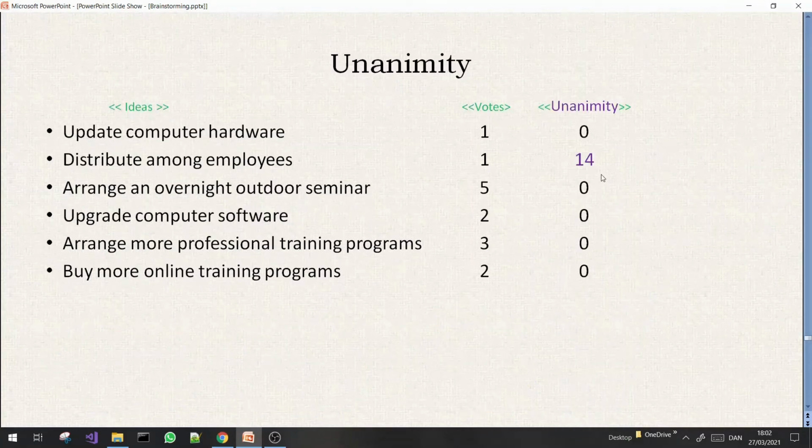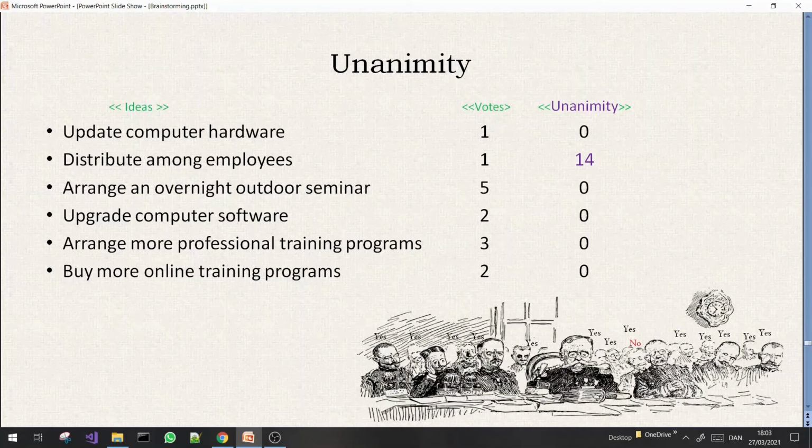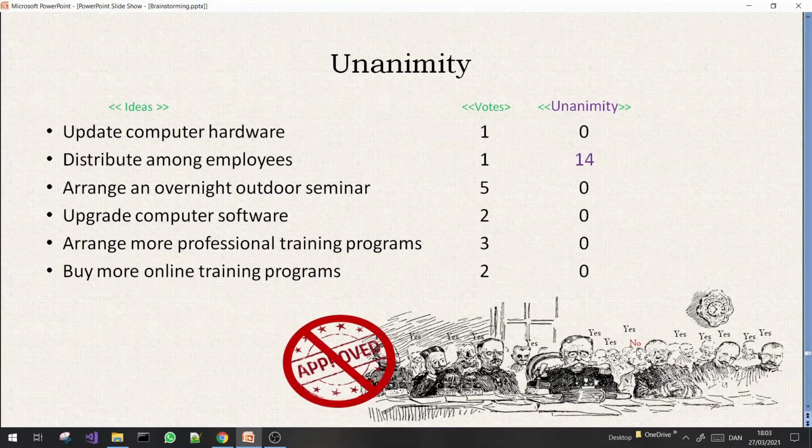Unanimity says we should select an idea which has 100% votes. It means everyone should agree on a single idea. All the decisions which are taken through the unanimity principle could be very effective because everyone agreed on a single idea. However, unanimity is very difficult to implement in larger groups, because if anyone who is sitting somewhere in the meeting room says no to the idea, then we cannot select it.